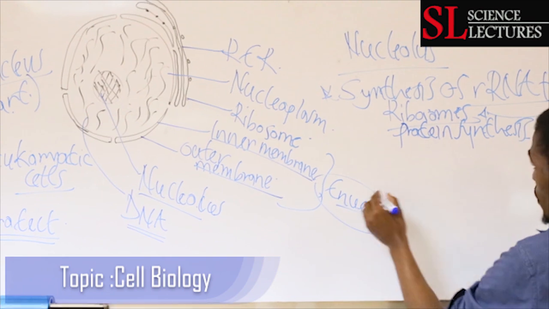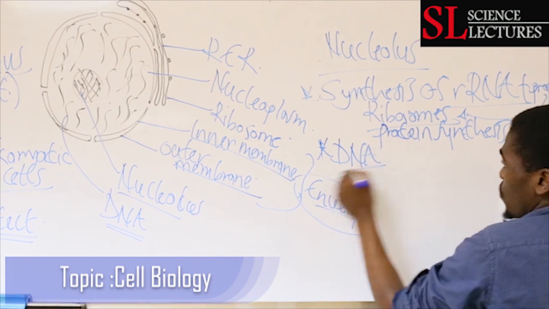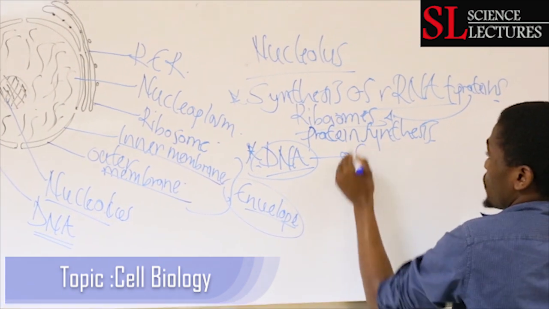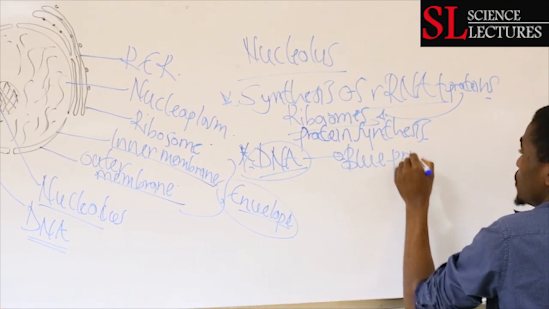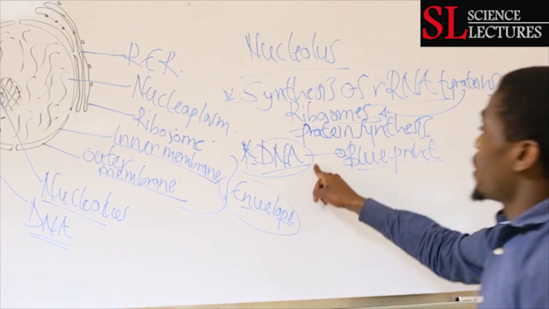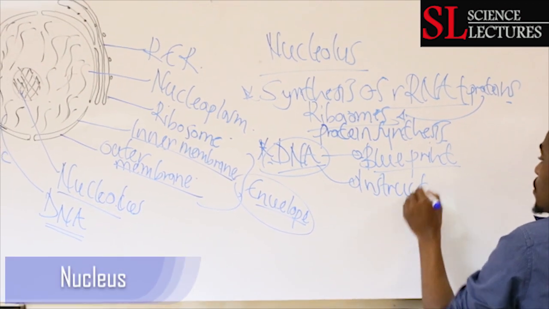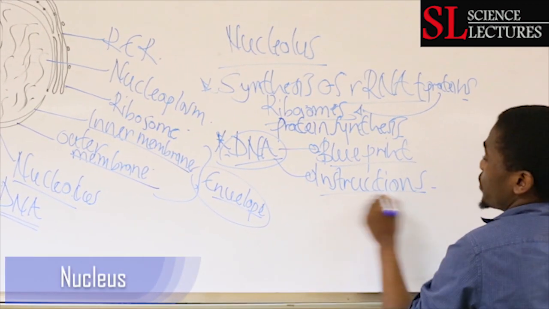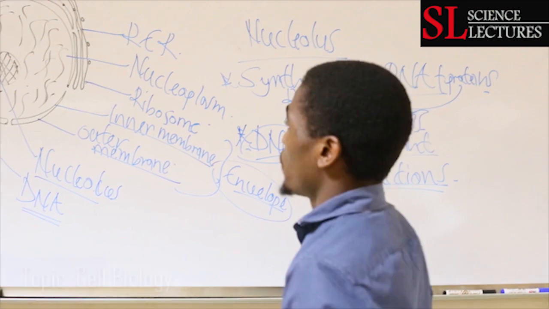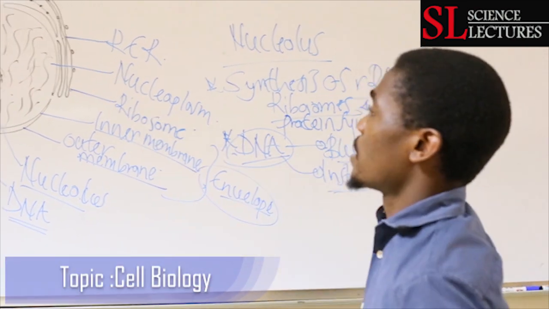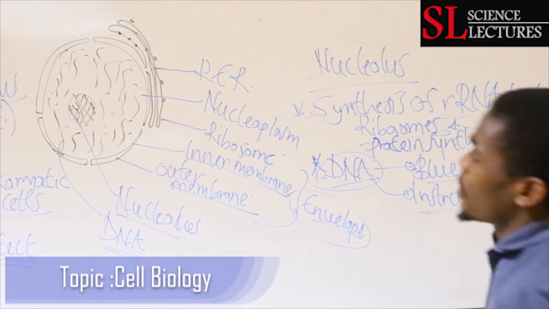Then the DNA. How relevant is the DNA in our nucleus? DNA is the blueprint for life. It carries the genetic information, the instructions for protein synthesis. It carries all the instructions in our body that we need, so DNA is very relevant, and it is found within the nucleus. Another thing we've seen is the nucleoplasm, which is simply a fluid where these organelles are suspended.